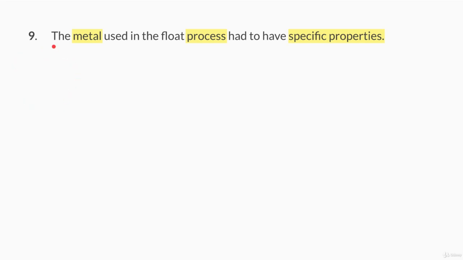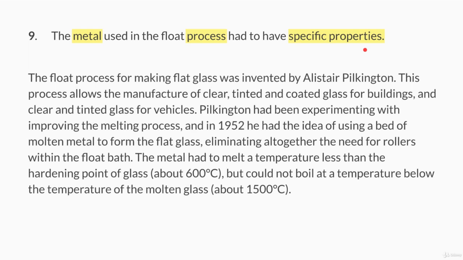So let's read this question. The metal used in the float process had to have specific properties. So here's our paragraph, and first we're going to scan for keywords and synonym language. So here we go. Right away I see the word process. So this paragraph is going to start talking about the float process.